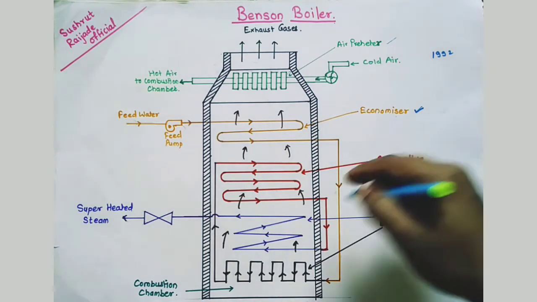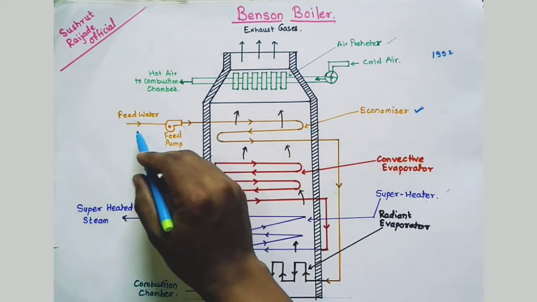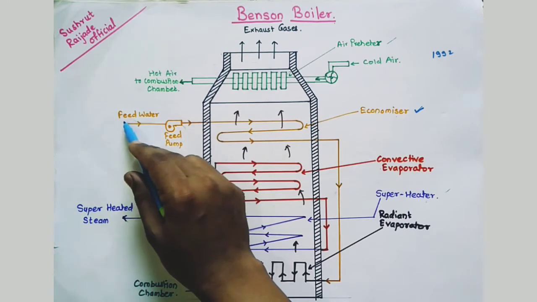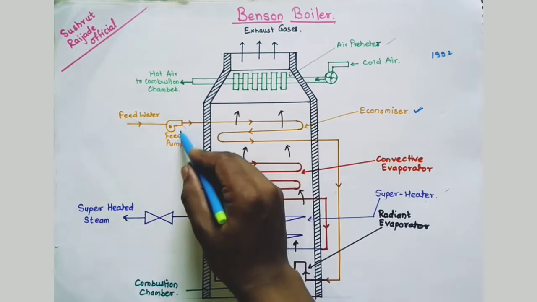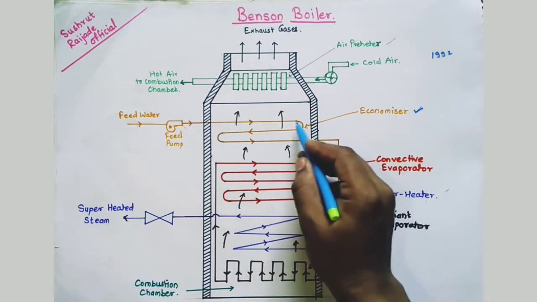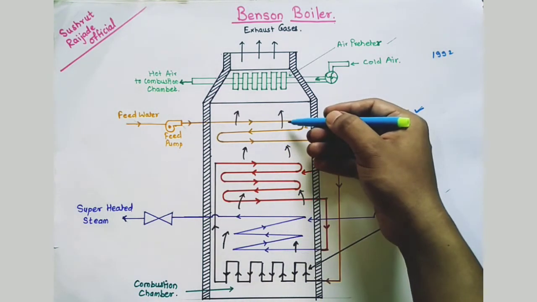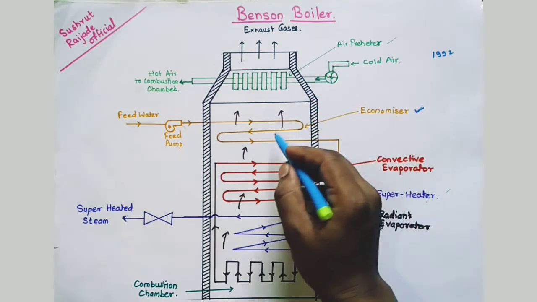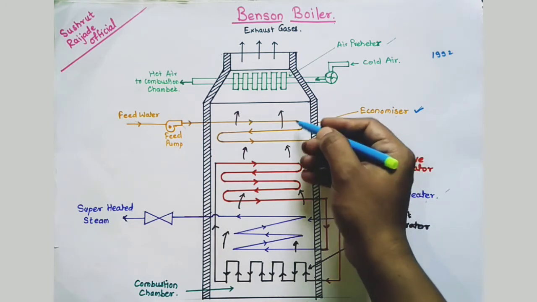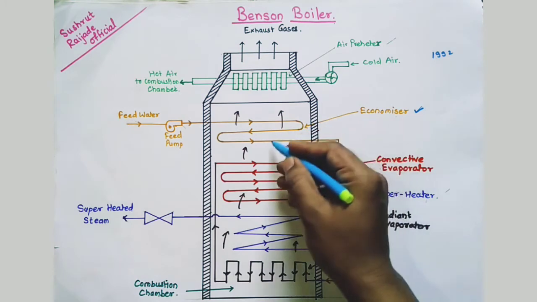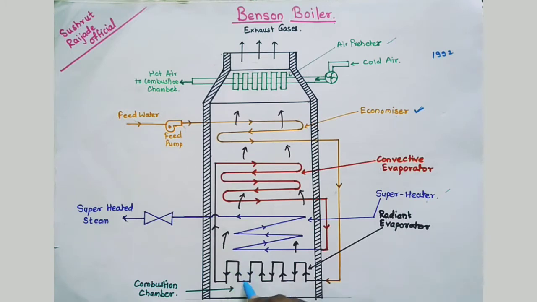Now the arrangement of the Benson boiler is like this. The water is firstly coming from the hot well. That feed water is passed to the economizer with the help of a feed pump. Then the water gets preheated in the economizer with the help of the flue gases which are coming from the combustion chamber and passing towards the chimney. Therefore, the waste heat coming from the combustion chamber is received by the economizer, and the water gets preheated. That preheated water is then passed to the radiant evaporator.